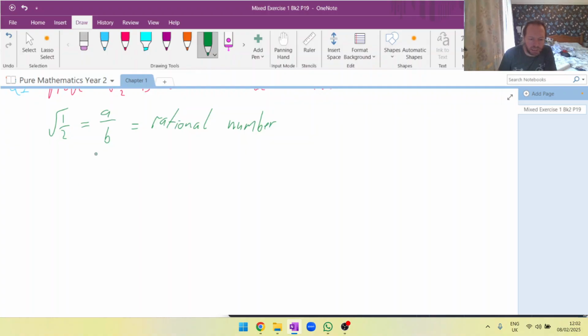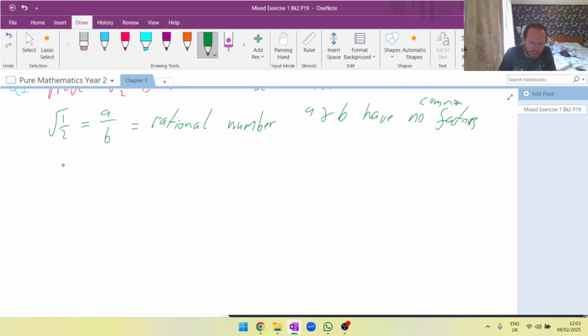By taking the fact that we know it's a rational number, let's assume that, then we can write it as a fraction. A and B have no factors, because it's been cancelled down as low as it can go. A rational number can be written as a fraction, so A and B have no common factors. Okay, let's start then.